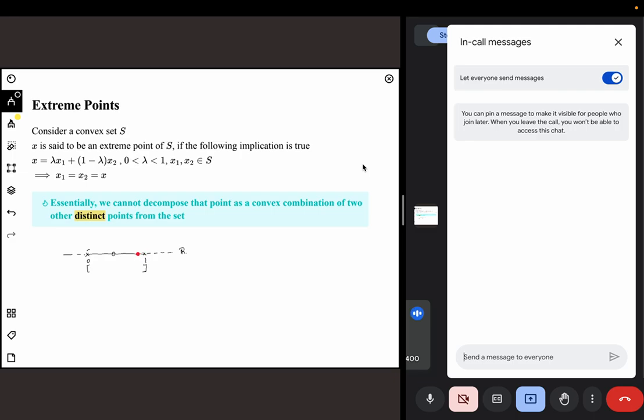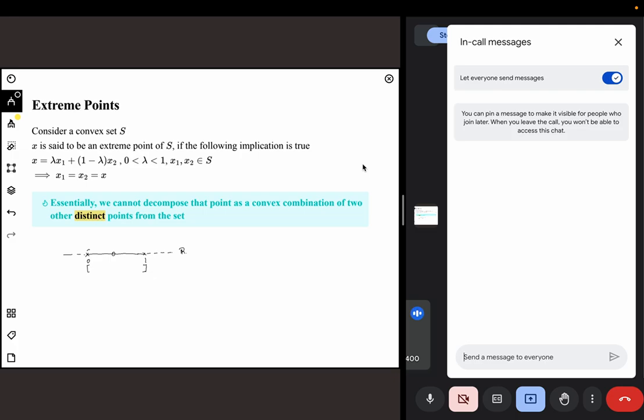I cannot get 1 from other points. In order to get 1, I have to take one point on this side, and if I'm taking a linear combination, one point here and one point outside the domain. That should not happen. For a convex combination, all the points should be from within the same set. So you would eventually come back to the same point 1. So you should only do a combination with 1 and 1 to get to 1. These kinds of points, which you cannot decompose as a convex combination of two other distinct points from the same set, are called the extreme points.